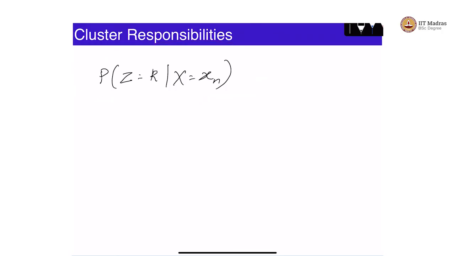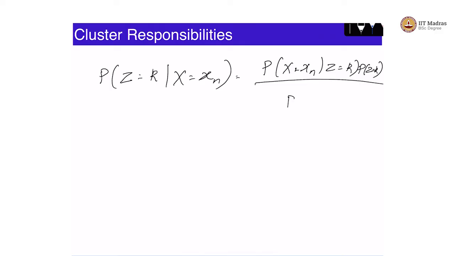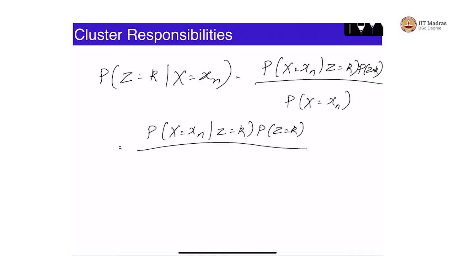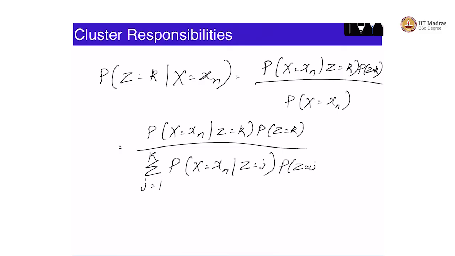How do I answer this question? Well, you can use Bayes rule to say this is equal to probability of x equal to xn given z equal to k into probability of z equal to k divided by probability of x equal to xn. The denominator you get by summing over j. Well, let's simplify that even further. This is probability of x equal to xn given z equal to k into probability of z equal to k divided by sum over j equal to 1 to capital K probability of x equal to xn given z equal to j into probability of z equal to j. This is exactly the Bayes rule.